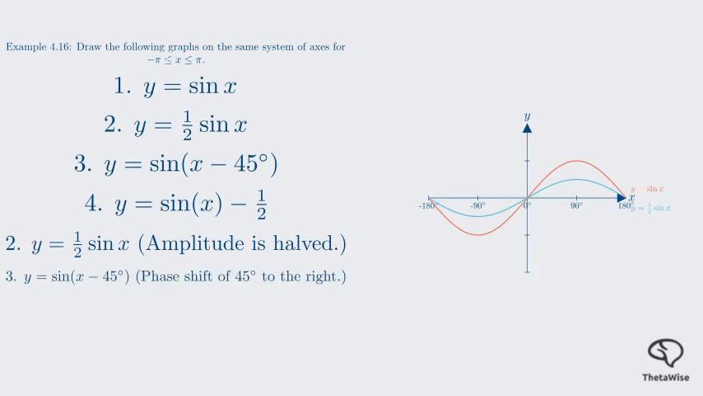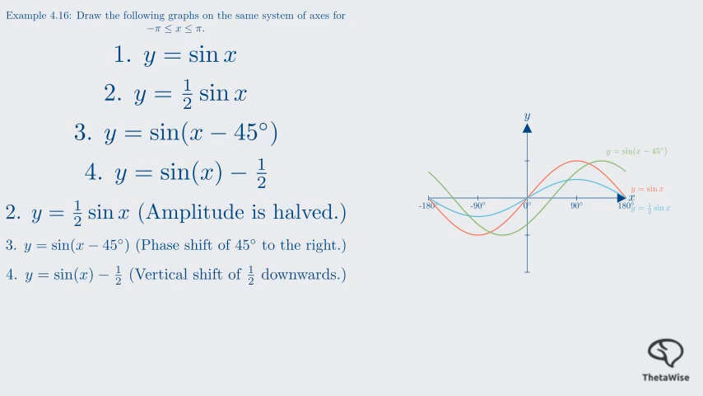The third equation is y equals sine of (x minus 45 degrees). This is a phase shift. The minus 45 degrees tells us to shift the graph 45 degrees to the right. We can shift the key points of the standard red graph 45 degrees to the right. For example, the x-intercept at 0 moves to 45 degrees. The maximum at 90 degrees moves to 135 degrees. The minimum at negative 90 degrees moves to negative 45 degrees. Let's draw this shifted wave in green.